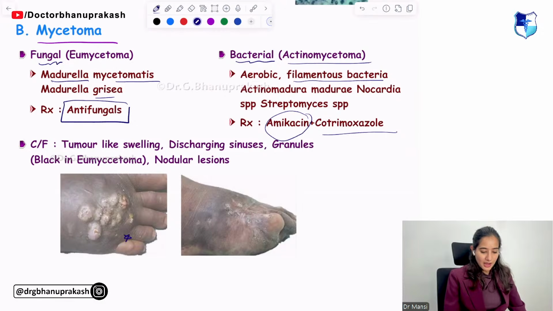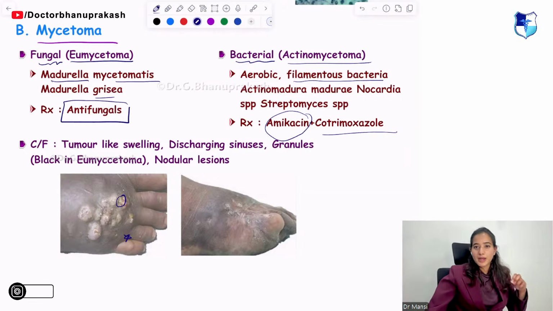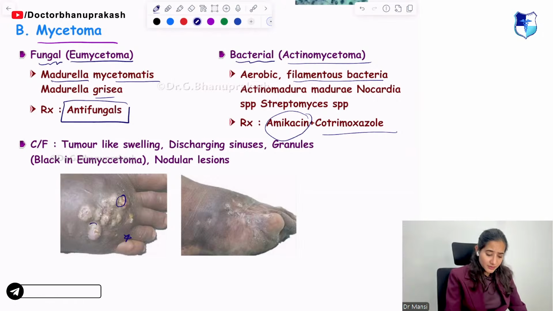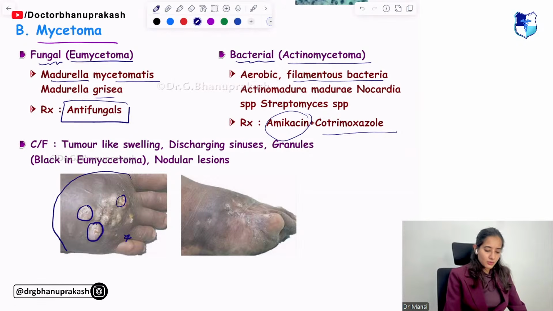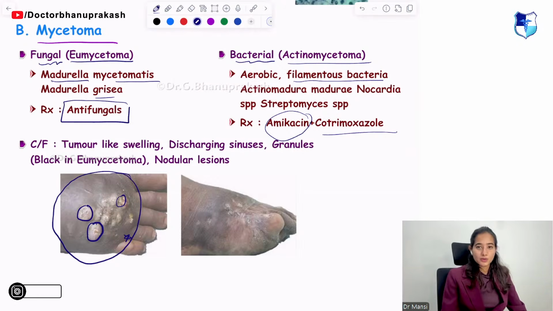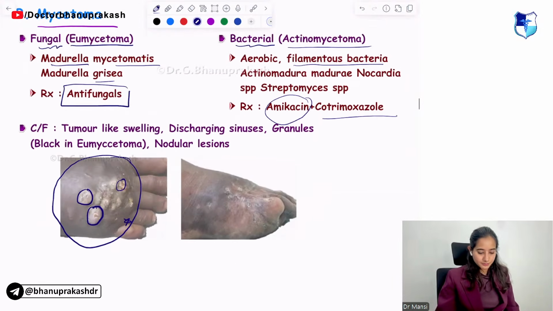They have these discharging sinuses. You can see there is pus-like discharge coming out, and the granules, specifically for eumycetoma, which will be seen in the discharge will be black in color. They have these nodular regions. You can appreciate it well. And overall, it is a tumor-like swelling. So this kind of features you will be seeing in them.